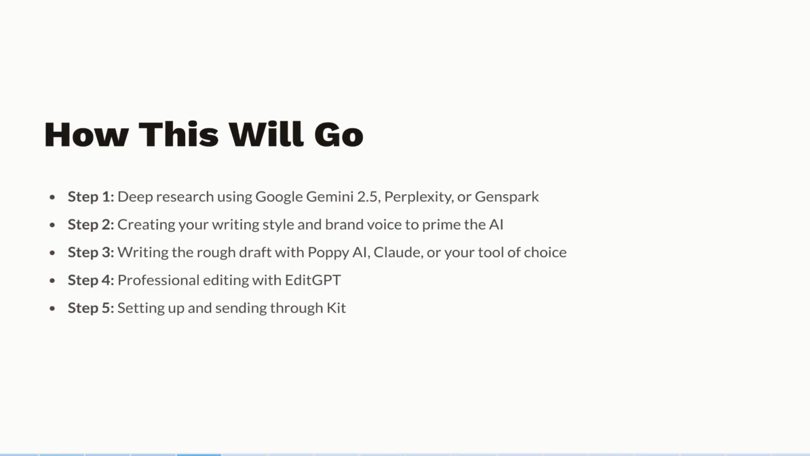From here, once I've written the rough draft, I like to do some professional editing with another tool called EditGPT. They have an amazing free plan. And also, you can just use manual proofreading and editing. And then from there, I'm going to show you how I set up my broadcast or my email newsletter inside of Kit. And you can also do this with Beehiiv.